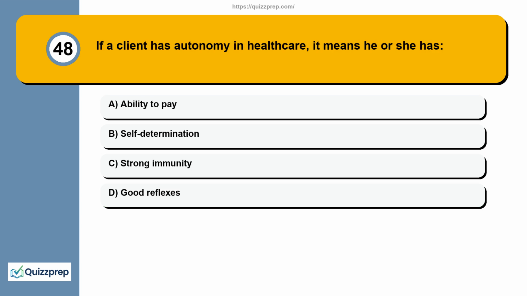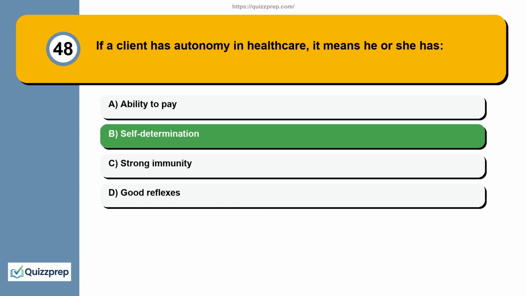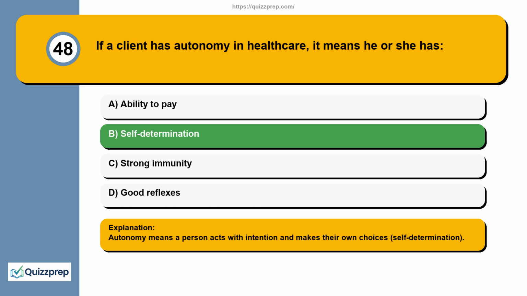Question 48. If a client has autonomy in healthcare, it means he or she has ability to pay, self-determination, strong immunity, good reflexes. Autonomy means a person acts with intention and makes their own choices: self-determination.